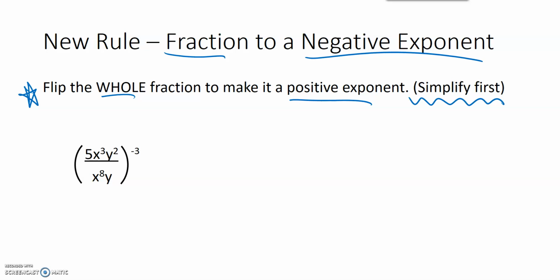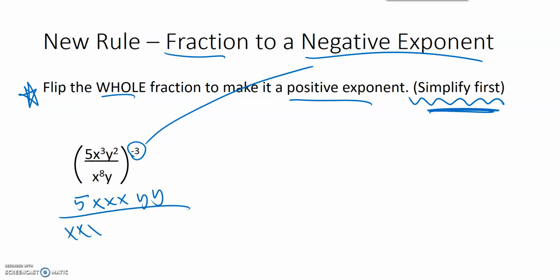So, this is our problem. I have 5x cubed y squared over x to the 8th y in parentheses to the negative third. This, negative 3, is the negative exponent that we're talking about here. The first thing we want to do is simplify everything inside. So, I'm going to write it all out. Over 1, 2, 3, 4, 5, 6, 7, 8, and then 1y.